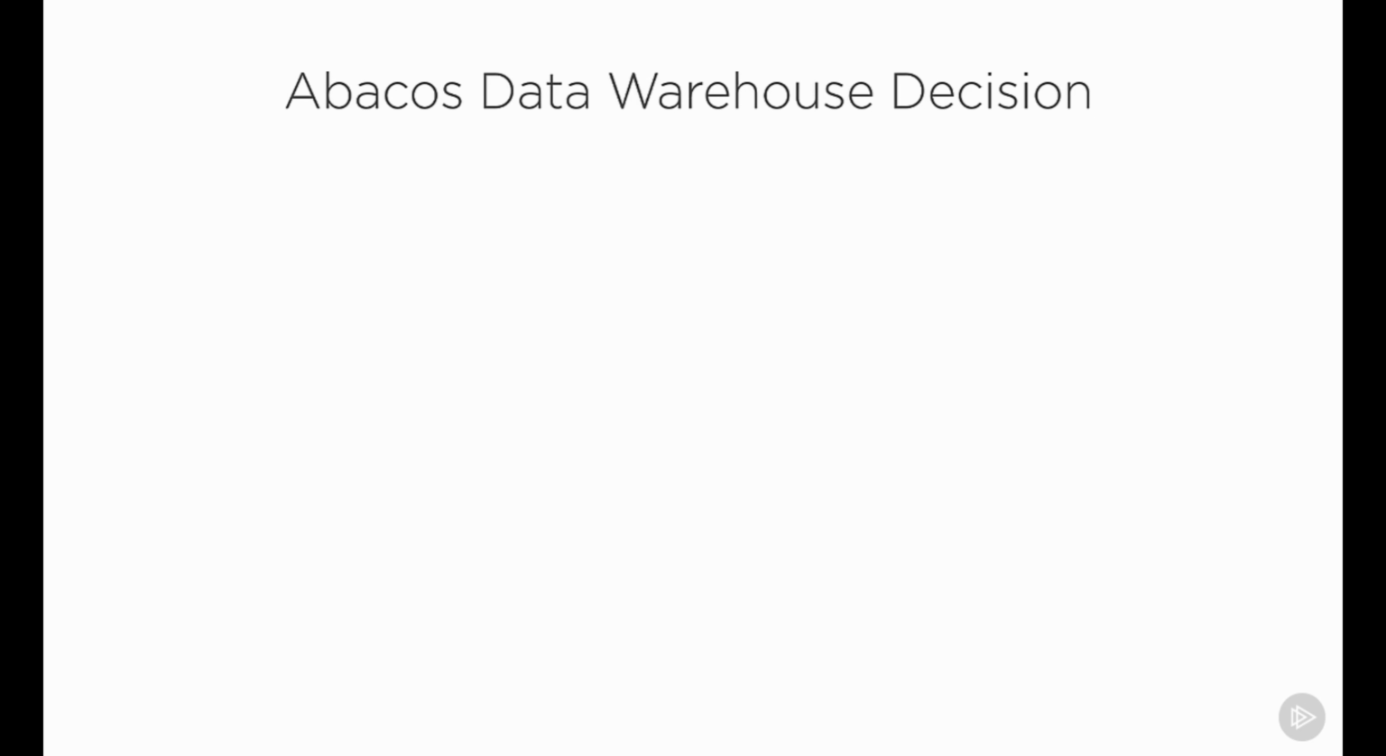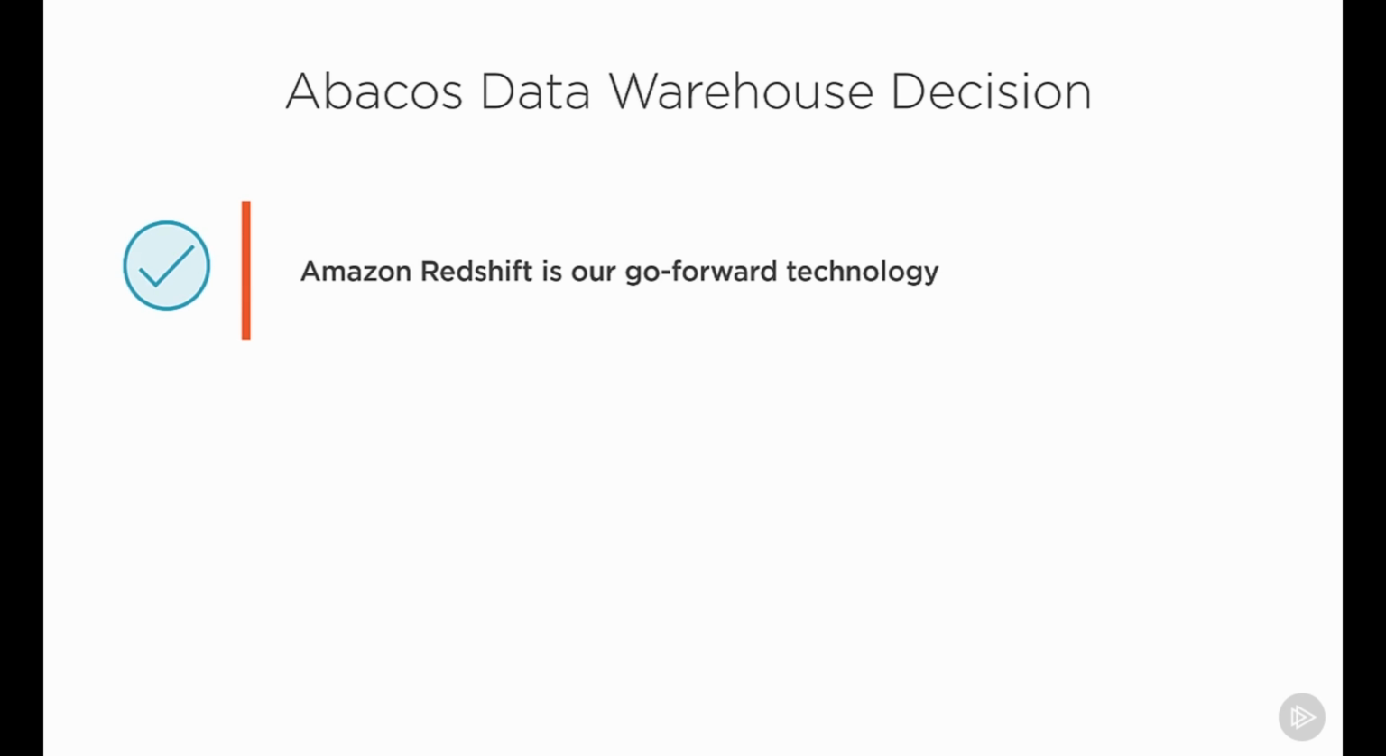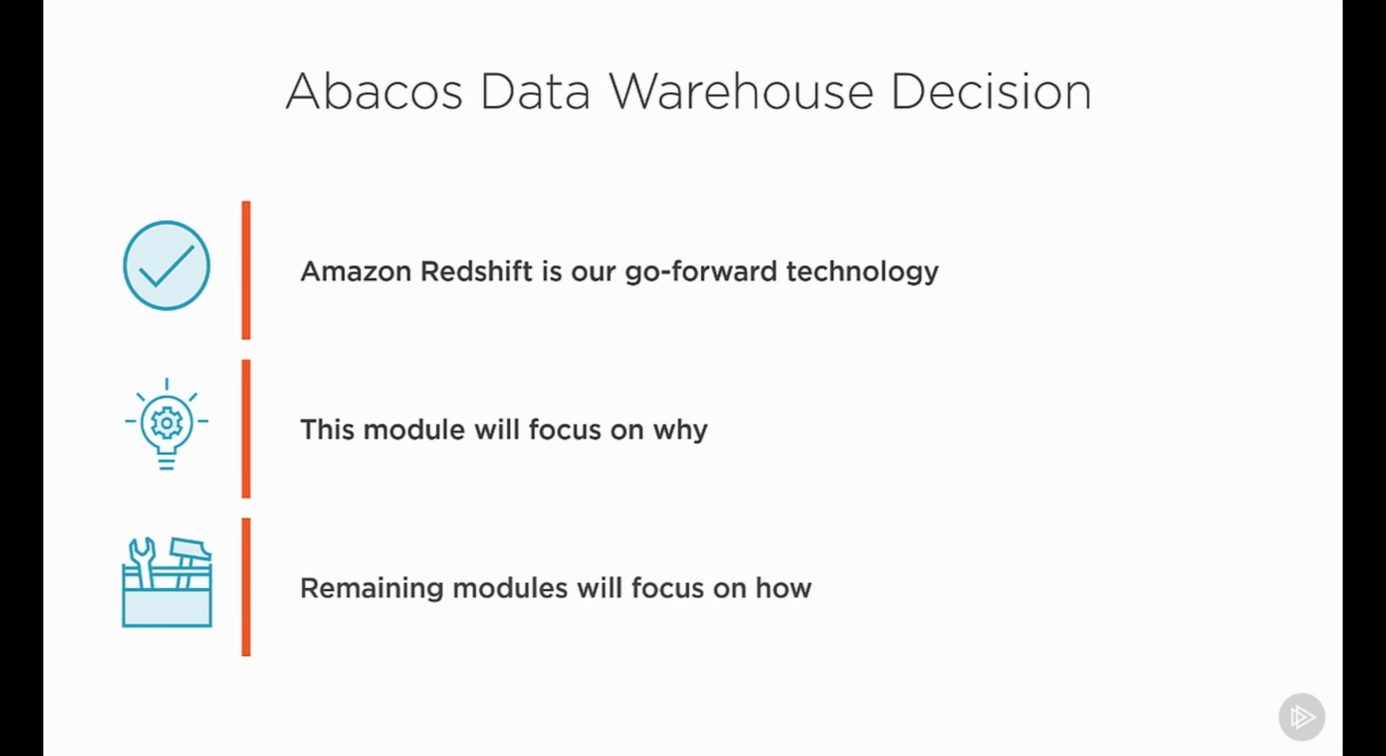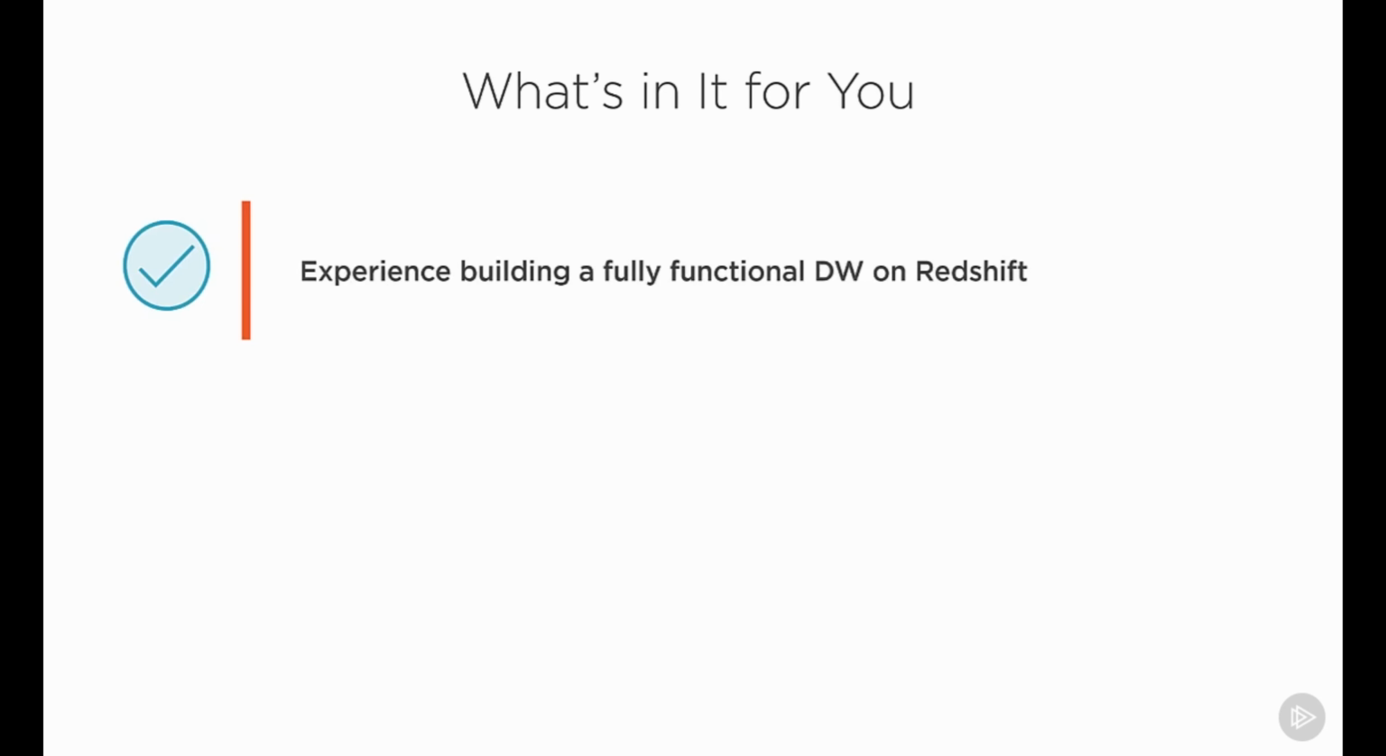Now, Amazon Redshift has already been selected as the go-forward technology. This first module will detail the reasons why by focusing on the internals and the capabilities that we've discovered within Amazon Redshift. The remaining modules will detail how. By the end of this course, you'll have a fully functional sample data warehouse that you helped build, running on Amazon Redshift. And in fact, I'll even do my best to keep it free for you as long as you're a new Amazon AWS customer, or at least a new Redshift customer.